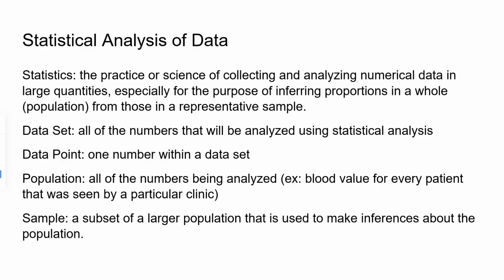Population is all of the numbers being analyzed. For example, the blood value for every patient that was seen by a particular clinic, or the blood value that was seen in patients in a particular region. Sample would be a subset of a larger population that is used to make inferences about the population. A sample is usually collected at random, so we would randomly pick certain patients to be in this sample. How they're selected is usually by blind random selection, because we don't want to have our own biases try to demonstrate something in the numbers.